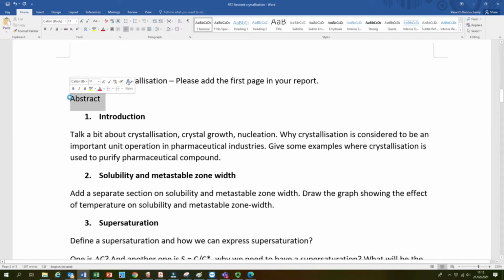So just include maybe 4 or 5 lines in the abstract, or even 3 lines is enough. Like: I did this crystal growth experiment at 20 degrees centigrade, these are my system, and the whole process is assisted by PAT, and the results show that the effect of seed loading is only marginal on the crystal growth kinetics, something like that. So you can use your own words.